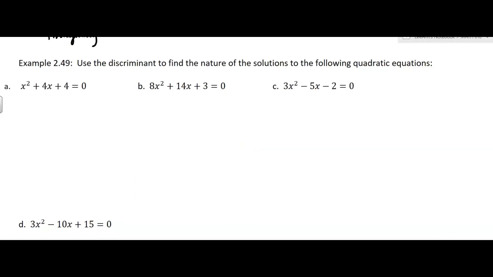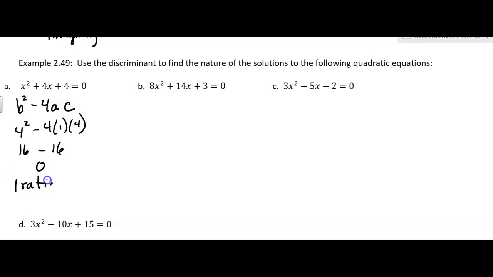Okay, so it says use the discriminant to find the nature of the solutions to the following. So we always have to find b squared minus 4ac. So in this case, b is 4, a is 1, and c is 4. So you get 16 minus 16, which is 0. So that means there's going to be one rational solution.